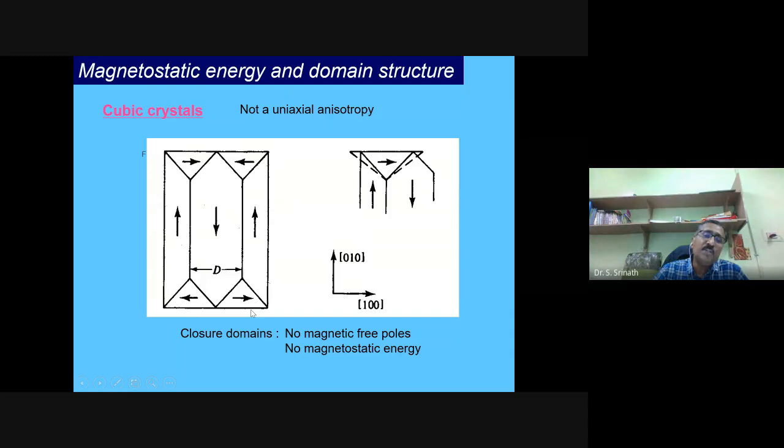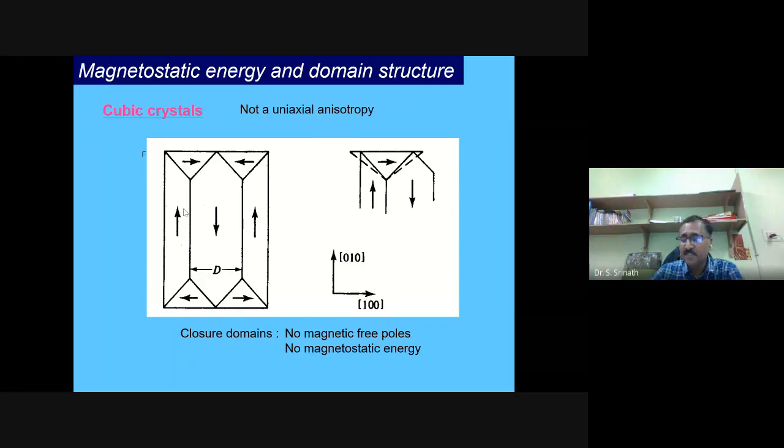And what happens to exchange? Exchange is minimum because they are all parallel within a domain, and magnetocrystalline energy is minimum because all the domains themselves are pointing along the easy axis of magnetization. So the energy will be minimum.